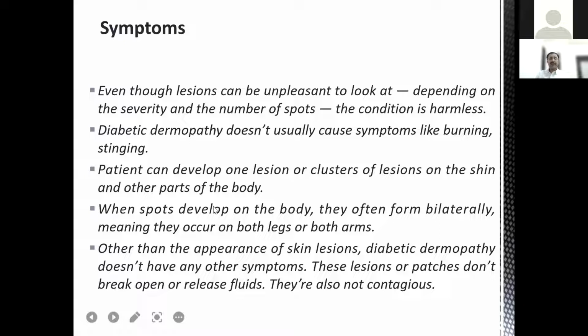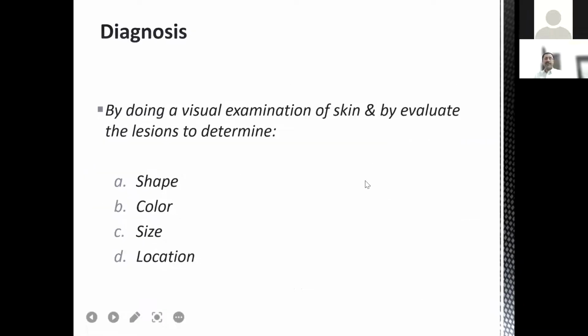And these lesions or patches don't break open or release fluids, and they are also not contagious. The only thing is they look unpleasant. Otherwise, most of the time, you can diagnose these lesions.